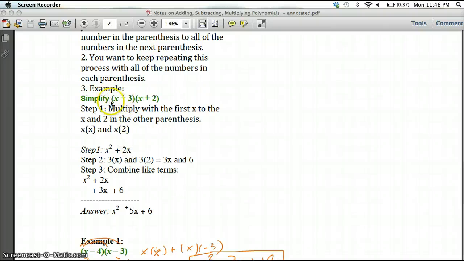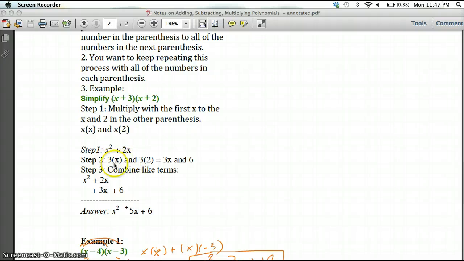So I'm going to start with my first letter here, which is x, and I want to distribute this x to both my x on this side and my 2. So let's look. It says x times x and x times 2. That's step 1. Then step 2 is I'm going to take my next number, which is 3, and I'm going to distribute it to both of my numbers in my next parentheses. So I have 3x, and then 3 times 2 is 6.